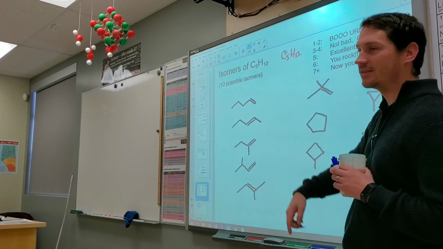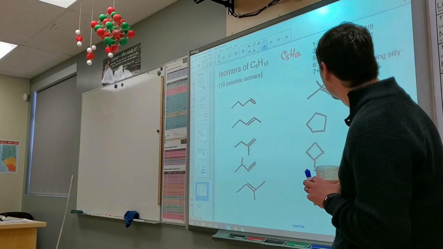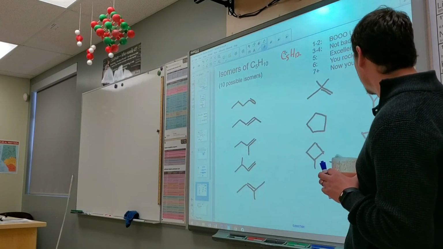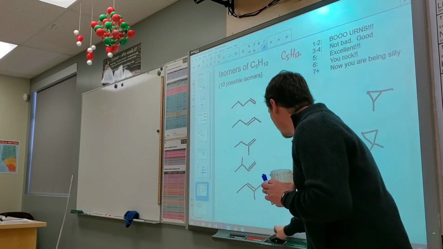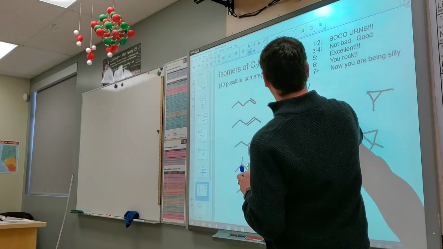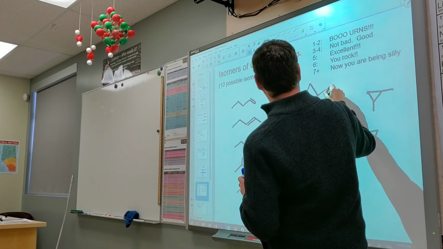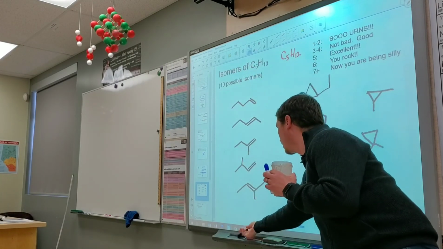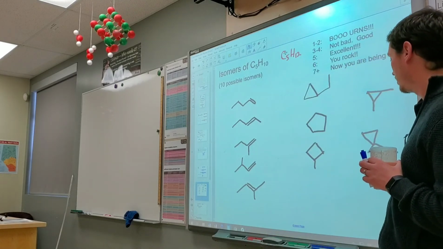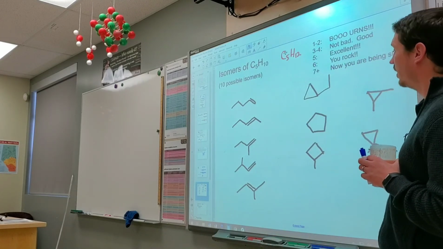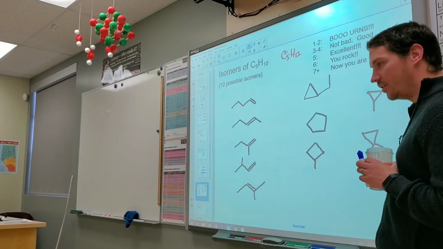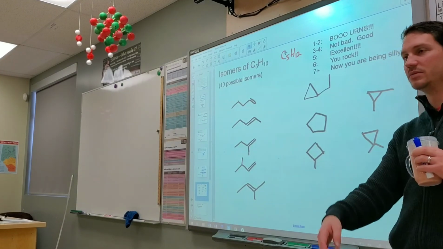There's only 9. No, because you missed one. Well, no, isn't that the bottom right? Oh, no, that's dimethyl. This is ethyl, the ethylcyclopropane. Thank you. There's still 10.